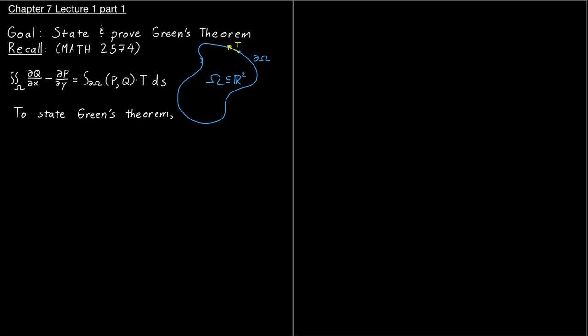So what do we have to define? We have to define two things. We have to know what this double integral over omega is, and we have to know what this integral over the boundary is. The boundary, at least for a nice region, is a curve. It's a one-dimensional thing. So integration over a curve.